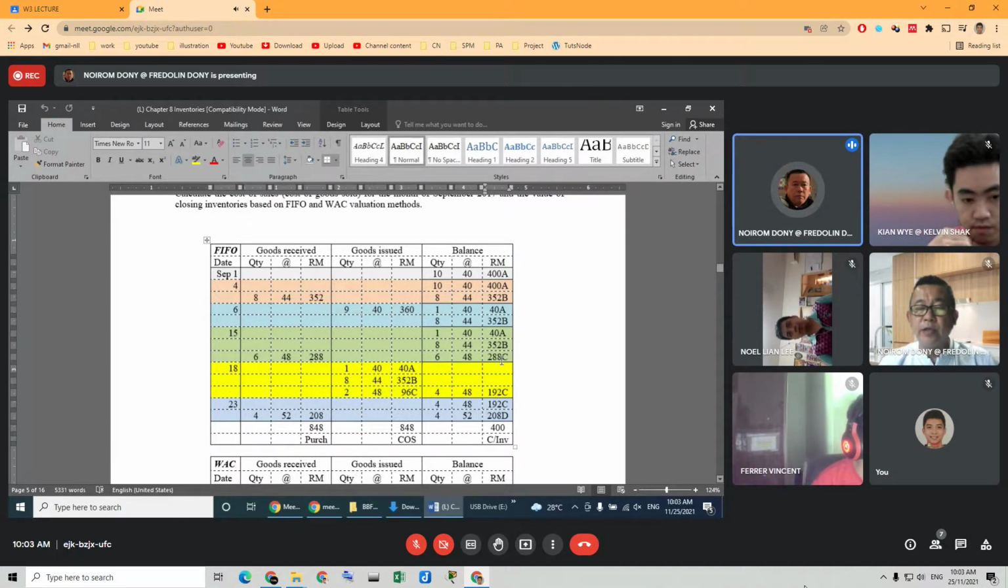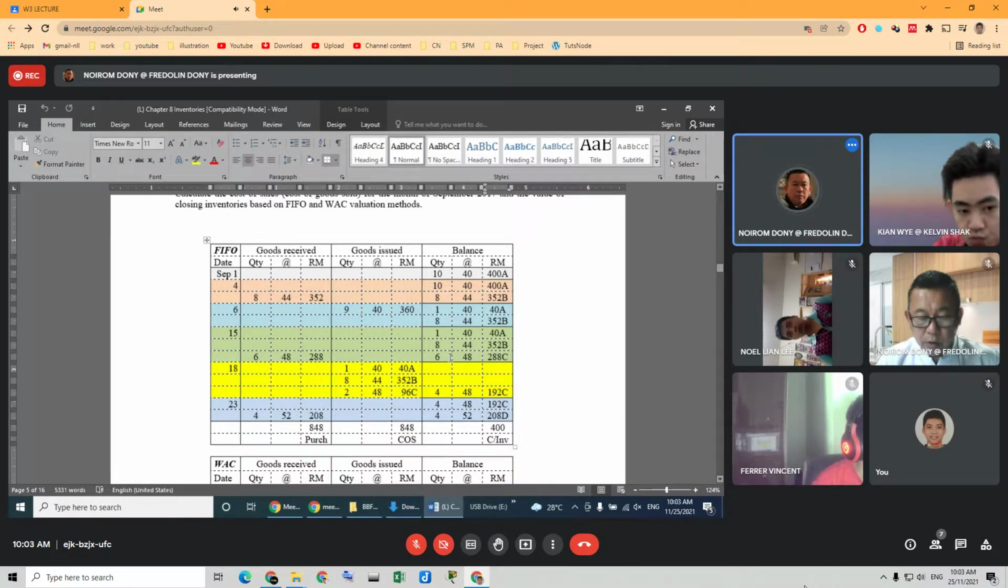So as you can see, you have three batches. One is with 40 ringgit per unit. The other one is 44 ringgit per unit and 48 per unit. So when you issue, you must issue the first that came in. Okay, but the only available stock is 1, yeah? So meaning you have to look at the following transaction.